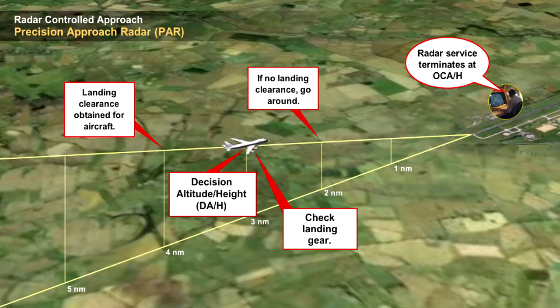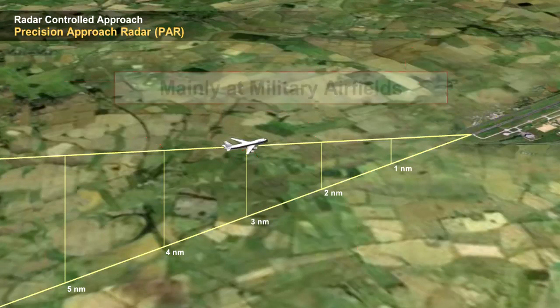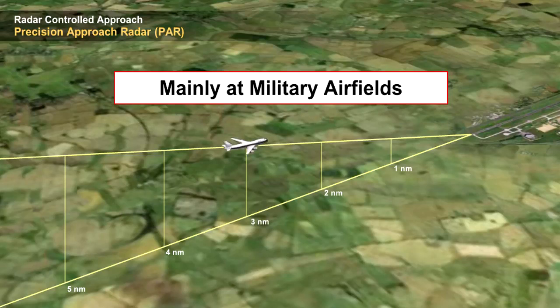Throughout the approach, the flight crew should cross-check the position of the aircraft against the precision approach radar information, for instance using ILS or DME and RAD-ALT information. In the UK, PARs will not generally be found at civilian aerodromes. However, the new generation of PAR equipment is widely installed at military aerodromes.